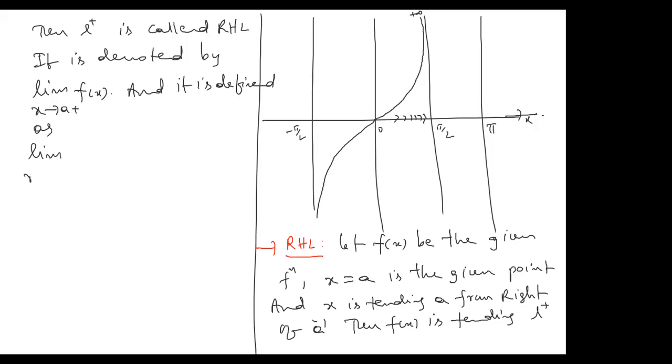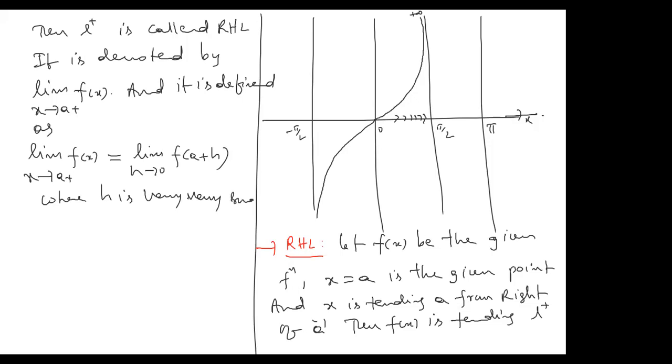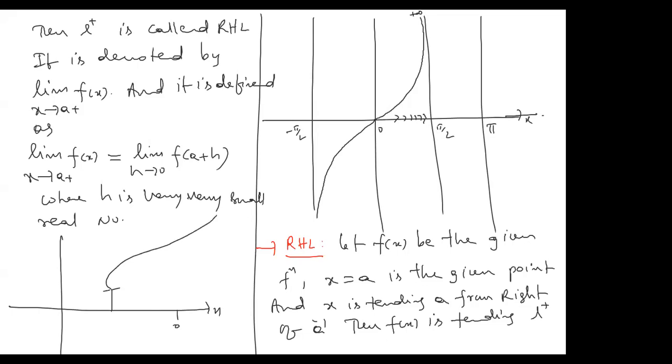limit x tends to a plus f(x) is equal to limit h tends to 0 of f(a plus h), where h is a very small real number. That means the function is defined from a to a plus delta. So this is what L plus is. Here, L plus epsilon. So x values are coming like this, and then f(x) values are coming like this.